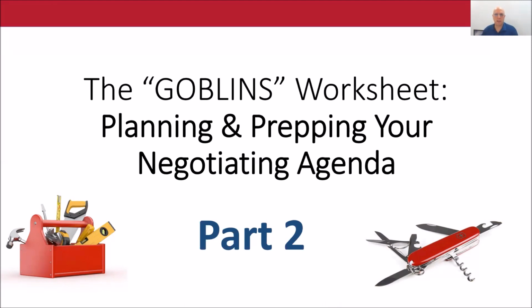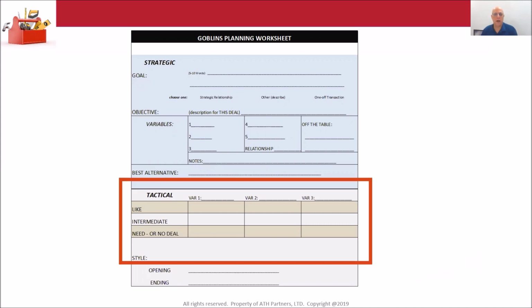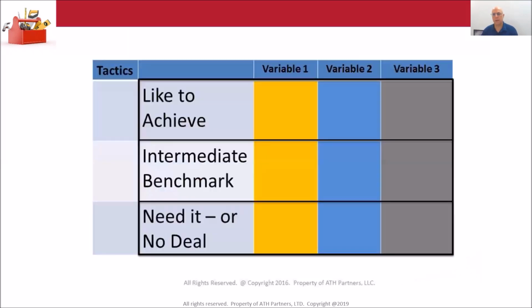This time it's tactical. All right, so there is the Goblins Planning Worksheet. And last time we looked at the top half. Now we are focusing on the bottom. We're looking at the tactical side, especially this little gem right in the center there, which is the Lin matrix. And this is the core of our negotiating agenda.